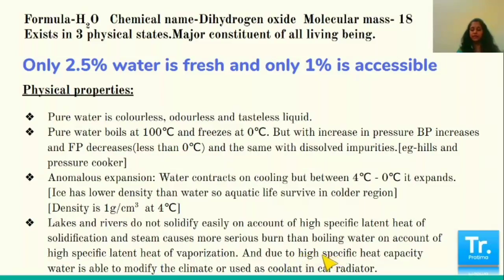And when we come to why water is used as a coolant in a car radiator, it is due to high specific heat capacity. Specific heat capacity is the amount of heat absorbed by 1 gram of water to increase the temperature by 1 degree Celsius. For example, if the water is at 20 degrees Celsius, the amount of heat required to increase it to 21 degrees Celsius is known as the specific heat capacity. So we go to the next slide.